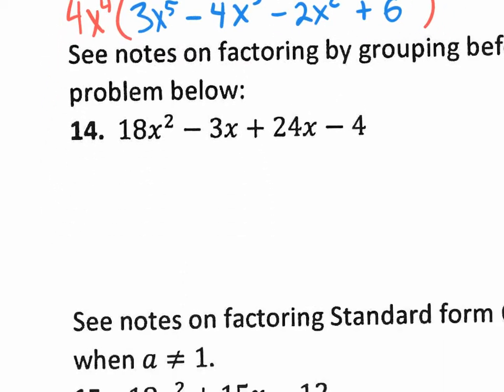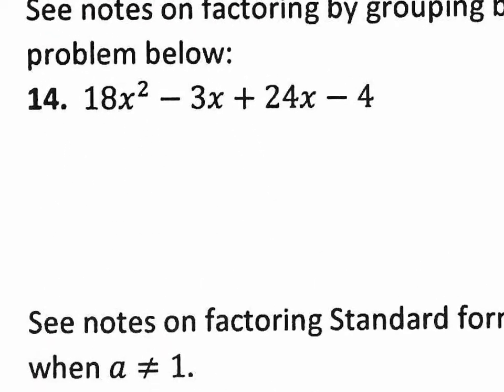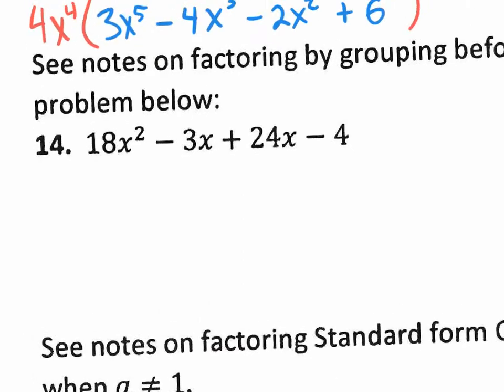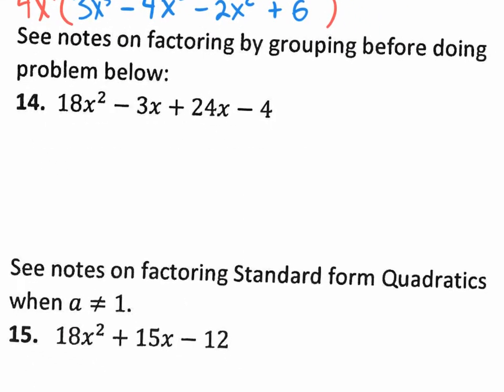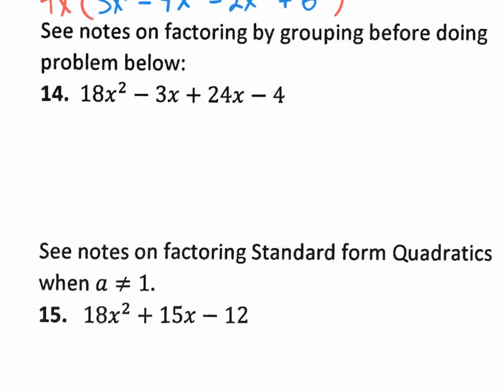No. Now, if we look at this next one, and you're like, oh, I'm going to pull out the GCF. Okay, could I pull out an x from every single term? No. Could I pull out a 4 from every single term? No. So dang, we're stuck. We're stuck because we still have not covered factoring by grouping, and that's what we're going to cover today. That's why right above this question, it says, see notes on factoring by grouping before doing the problem below.